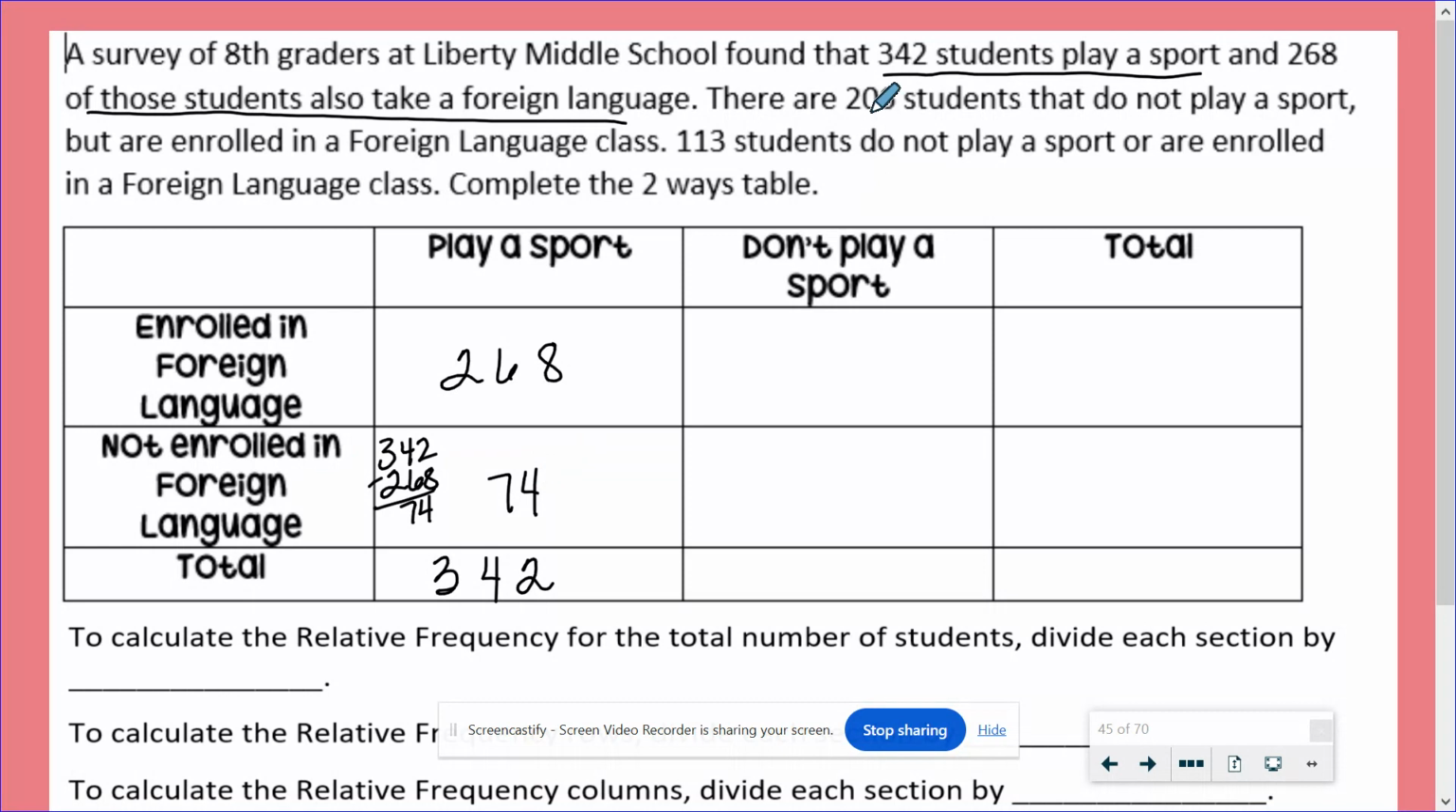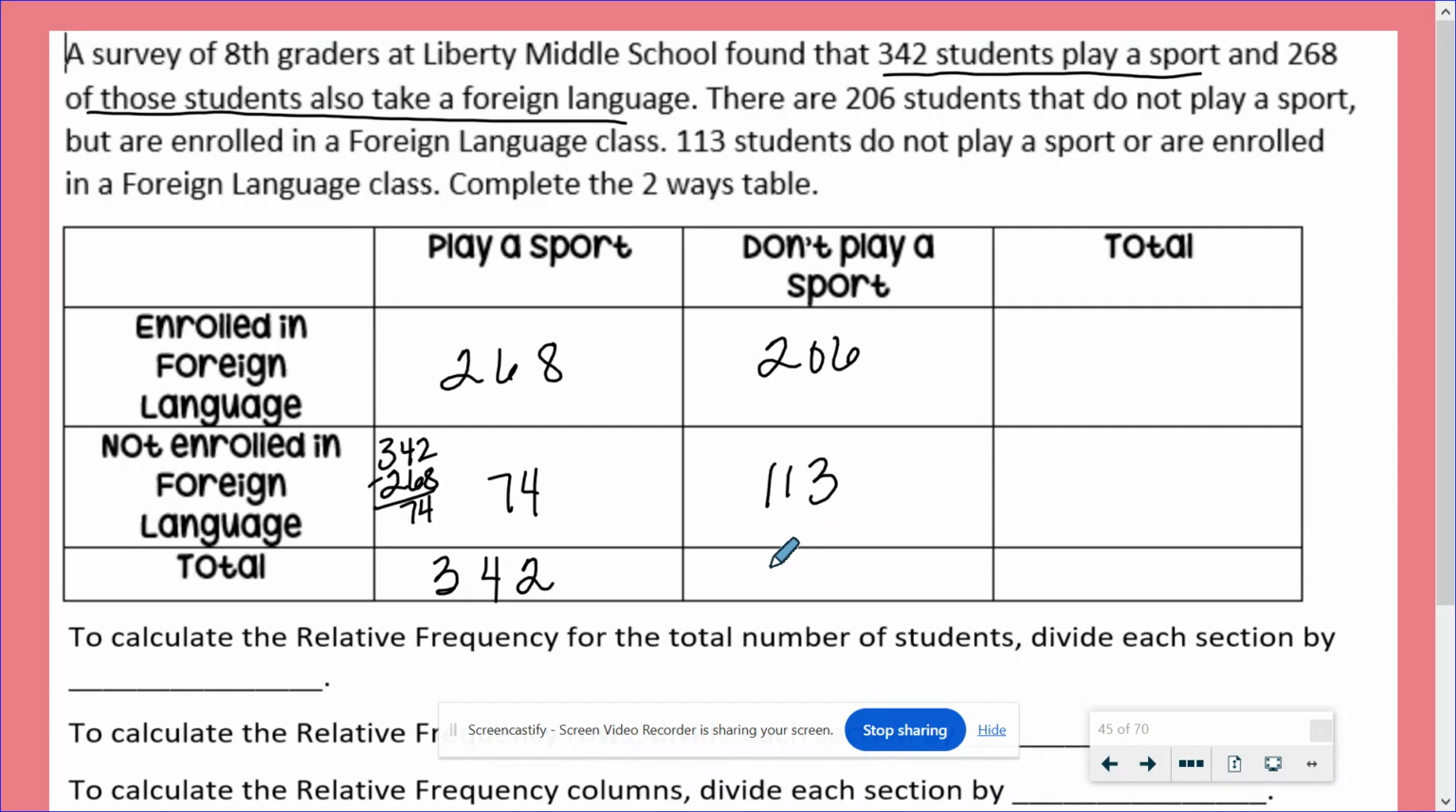So what else do I know? There are 206 students that do not play a sport but are enrolled in foreign language. So I can put my 206 here. There are 113 students who do not play a sport or are enrolled in a foreign language class. Awesome. This is going to be simple.